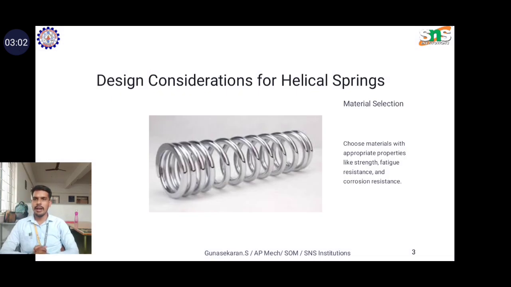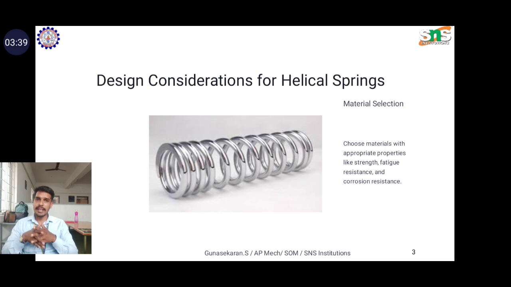Now, seeing design considerations for helical spring. First, material selection. Designing helical spring involves critical considerations to ensure optimal performance and longevity. Starting with material selection, now material properties: choose material with suitable tensile strength, fatigue resistance and elasticity for the intended application. High carbon steels like music wire, ASTM A228, offer excellent strength and durability for general purpose springs.